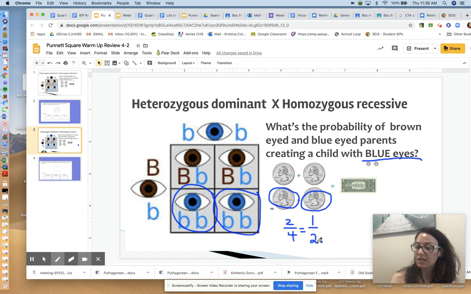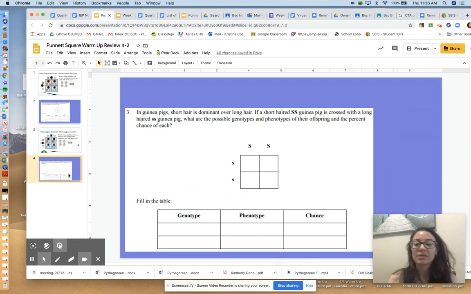You know what I mean? Because it's like half the kids. But what percent is that? 2/4 is 50%. With me now? Or 50 cents, right? Okay. Love it. So let's look at one more scenario here where we're going to create some Punnett squares.